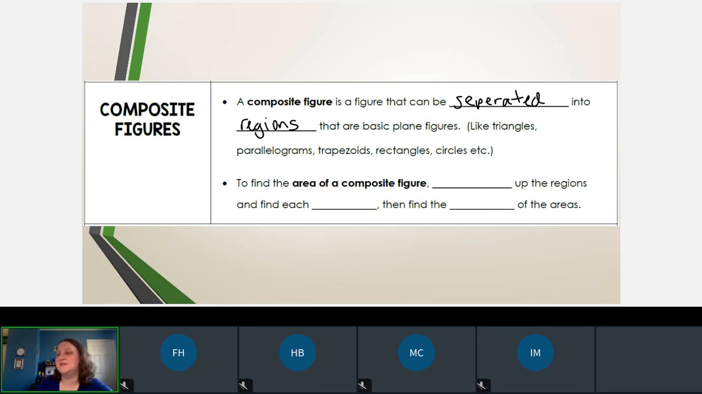So maybe you'd see this funky shape, but you can break it up into triangles or parallelograms, trapezoids, rectangles, or even circles. And what you're going to do to find that area is divide up the regions. So draw the lines in the picture so that you can see those different shapes. And then you'll find each area. And then once you know the area of each of the shapes, the total area will just be the sum of your regions. Okay, pretty simple.